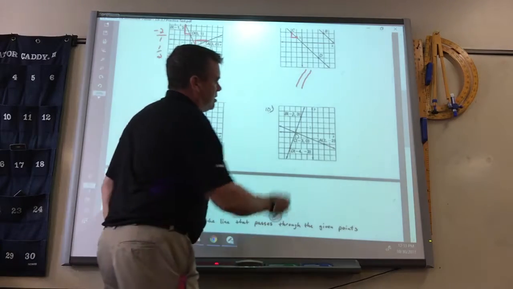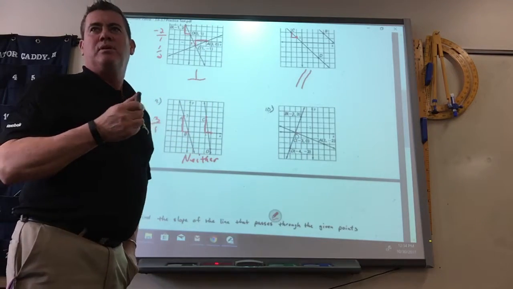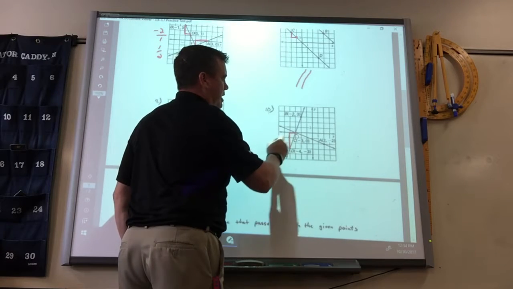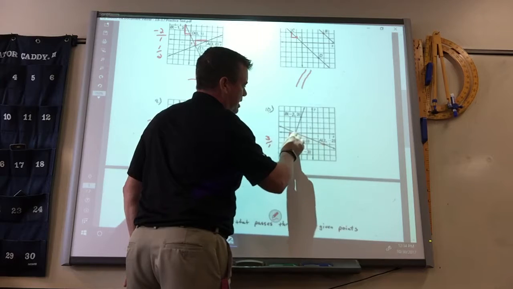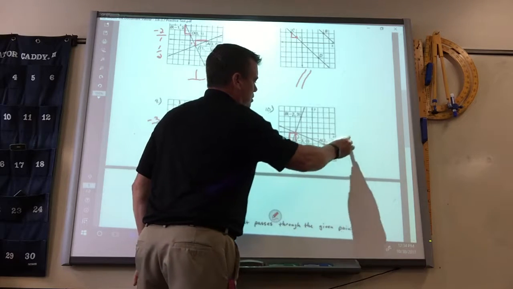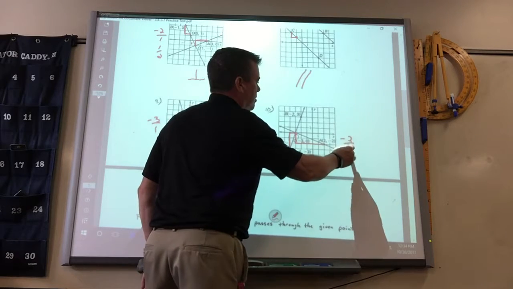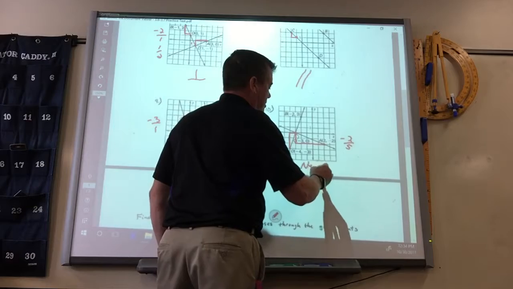And then here, again, you can use any 2 points. So this one goes up 3 and over 1. Here I could use these 2 points. I'd go down 2 and over 1, 2, 3, 4, 5. They're not reciprocals, so that's neither.